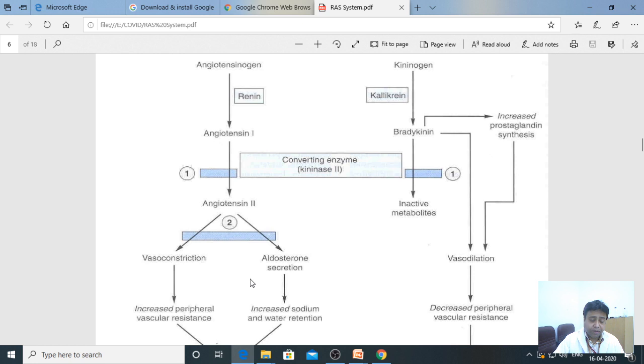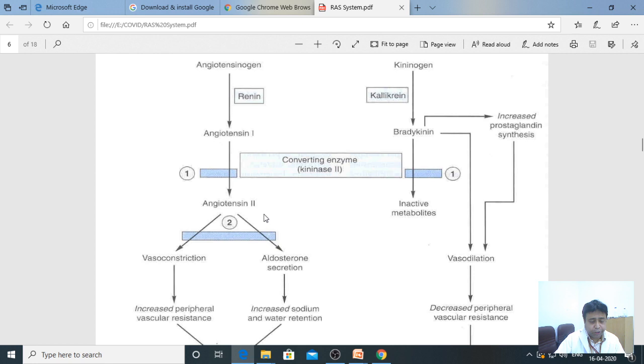Okay. Now once angiotensin 2 has been produced, it has multiple fates actually. We are going to talk about all of these fates now. This angiotensin 2 itself is a potent vasoactive substance. What does that mean? It has the capacity to act on the blood vessel's smooth muscle and cause constriction of the smooth muscles. And therefore, there is a decrease in the diameter of those blood vessels, which in turn increases the peripheral resistance and thereby can increase the blood pressure.